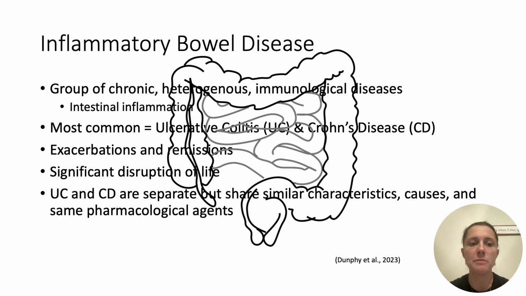So with inflammatory bowel disease, this is a group of chronic heterogeneous immunologic diseases. It causes intestinal inflammation. Most common is going to be ulcerative colitis and Crohn's disease. I may refer to these as UC or CD throughout the presentation. Both of these have exacerbations and remissions. Both of these do cause a significant disruption to life. And so UC and CD are separate, but they share similar characteristics, causes, and same pharmacological agents.